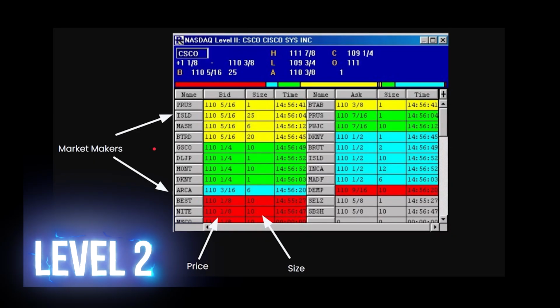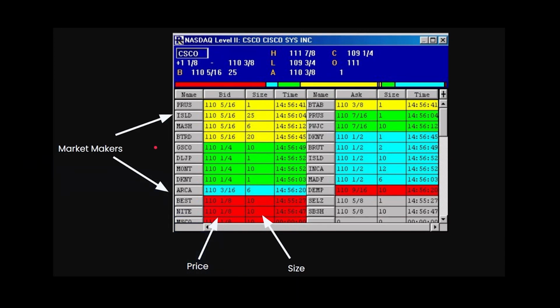Here's the basic anatomy of a NASDAQ Level 2 trading screen for Cisco Systems. There are 4 vital bits of information to note. First, the market makers involved in the buying and selling of shares of Cisco are listed. The columns of letters tell us who is trading Cisco. For instance, GSCO stands for Goldman Sachs.